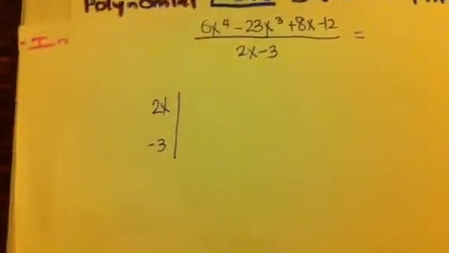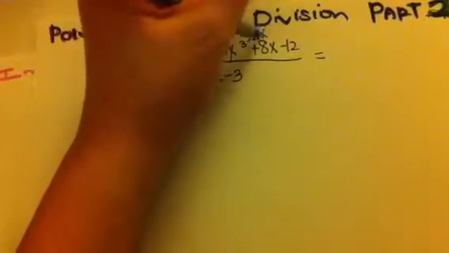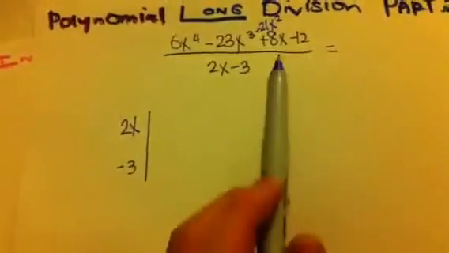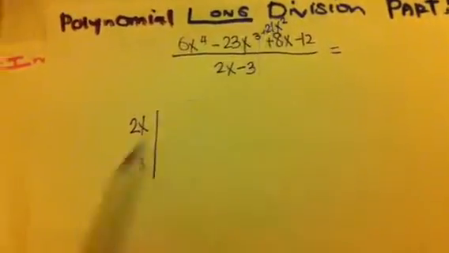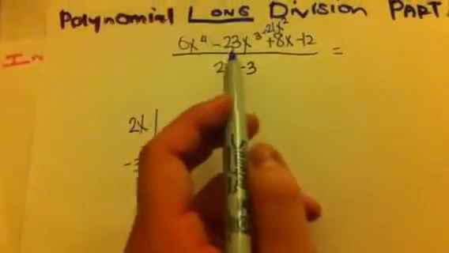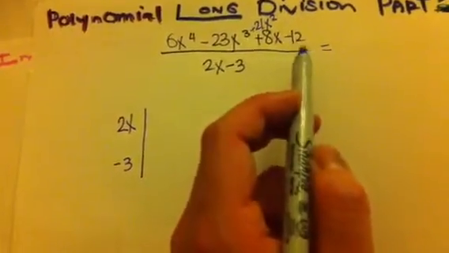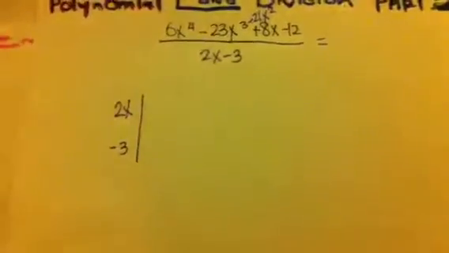I'm really sorry, guys. I want to add plus 21x squared to the numerator. Sorry about that. Yep, Ms. Troy makes typos even in her videos. Okay, so now you have 6x to the fourth minus 23x to the third plus 21x squared plus 8x minus 12 all over 2x minus 3.